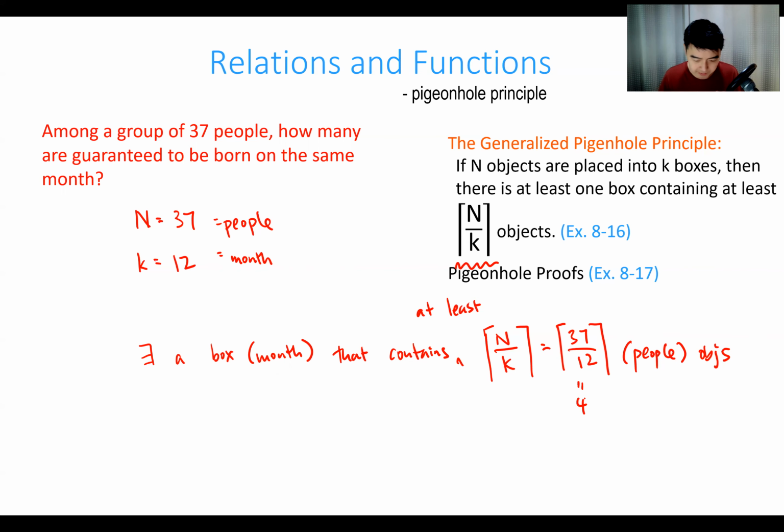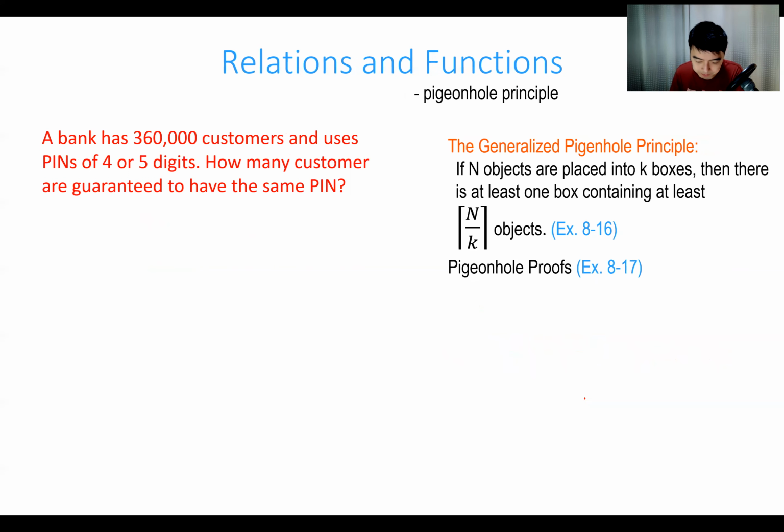But I'm going to apply this equation again and again. I hope you see where the ceiling is coming from. 37 divided by 12 is 3 point something. That means it's above 3, right? So when I want to guarantee how many people are in a particular box, I can take the ceiling and it goes up to the next integer. Okay, so again, I hope you can see where this equation is coming from.